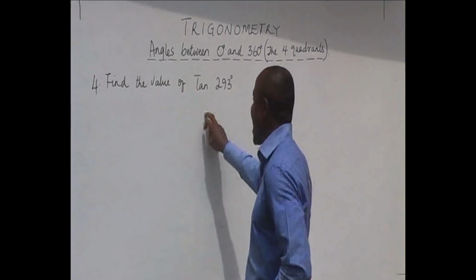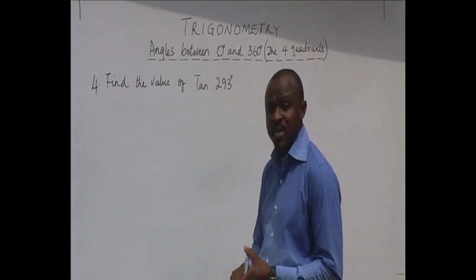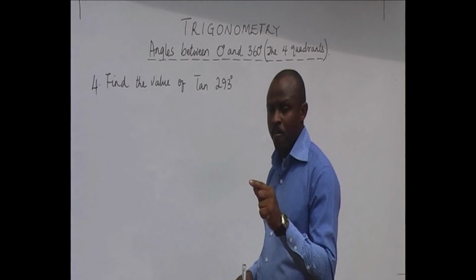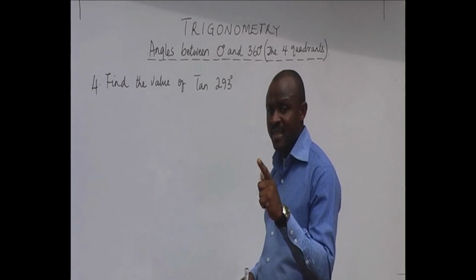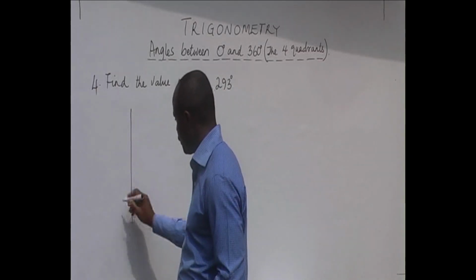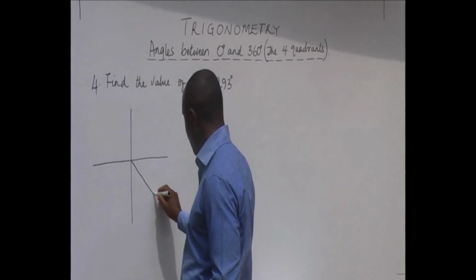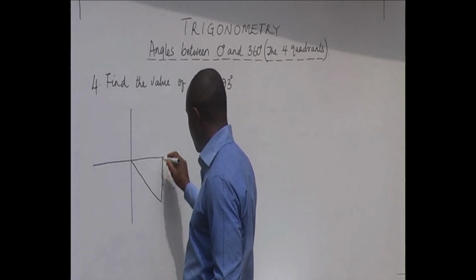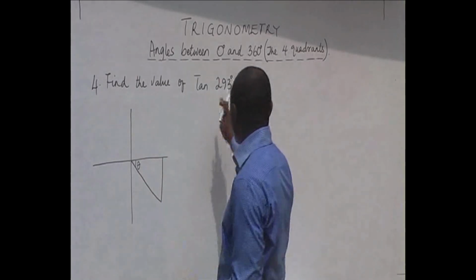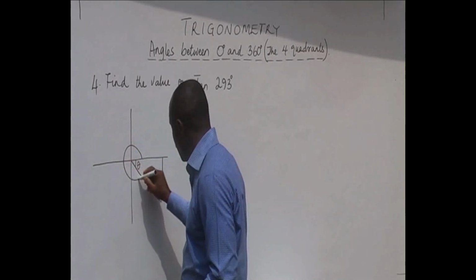Find the value of tan 293. Ask yourself, in which quadrant is 293? 293 has exceeded 270, but it has not reached 360. That means it is in the fourth quadrant. So draw your fourth quadrant. This is your fourth quadrant, and this is the triangle on which you work. This is your theta. That means this 293 is the angle from 0 here to this place.